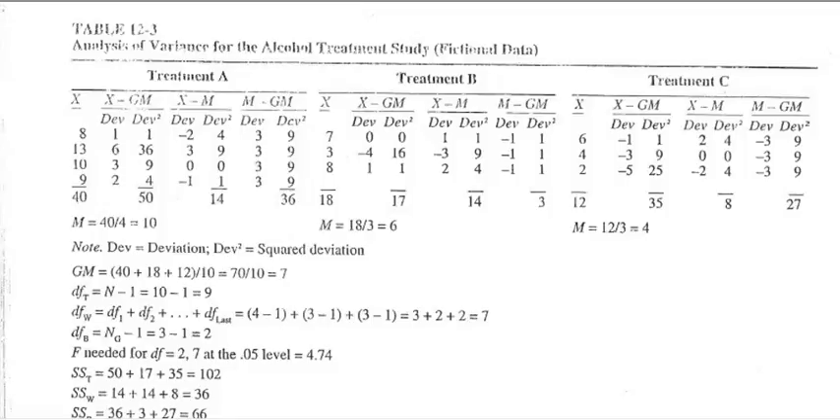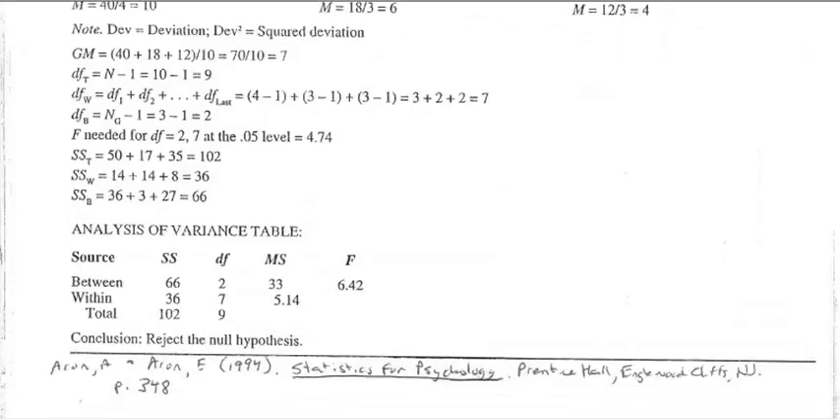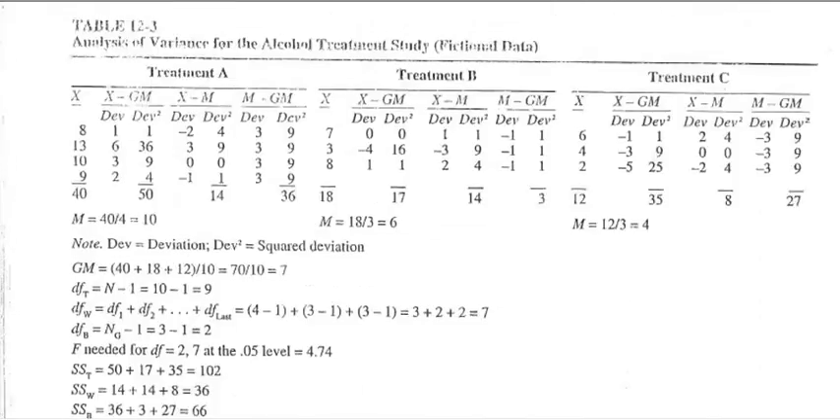This is a video to illustrate the hand calculation of a one-way analysis of variance. The data that we will be using is artificial data from an alcohol treatment study. This data set was provided by Aron and Aron in the textbook Statistics for Psychology, published by Prentice Hall in 1994. This is from page 348 of that textbook.